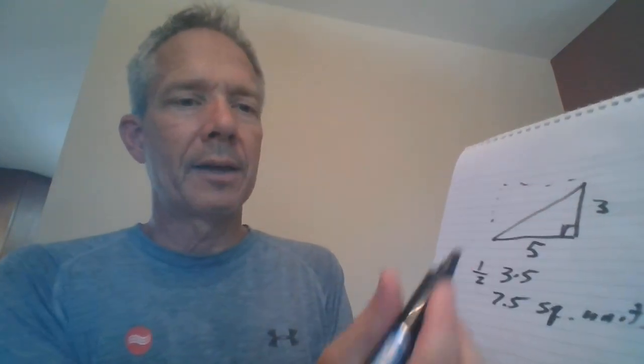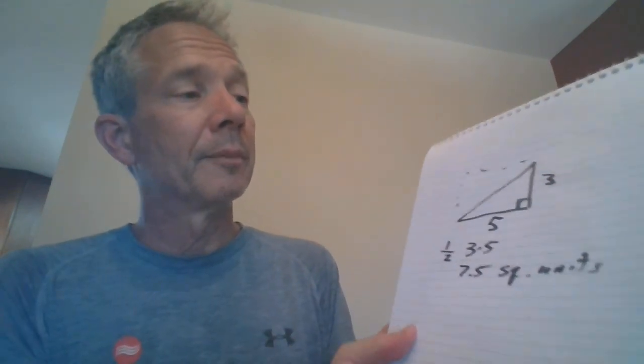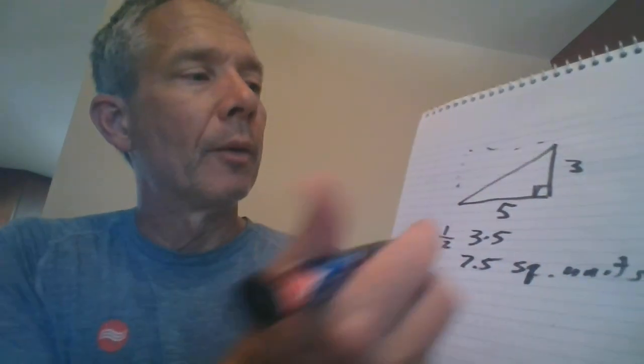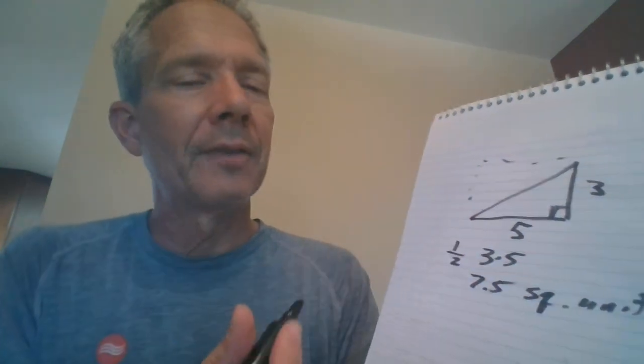Okay. If I knew this side, 3 plus 5 plus whatever that is, it'd be 4 actually because it's a Pythagorean triple, but let's not worry about that. Whatever that number is, 3 plus 5 plus that is your perimeter.